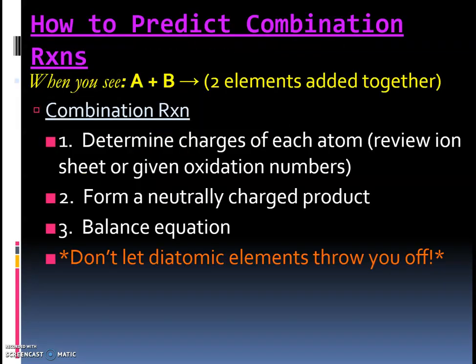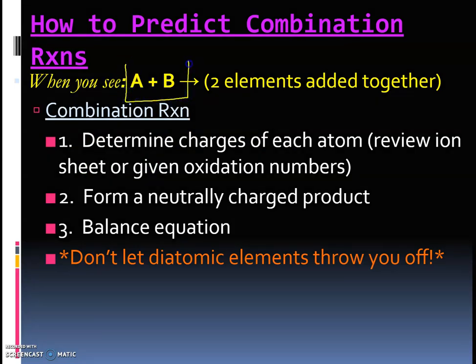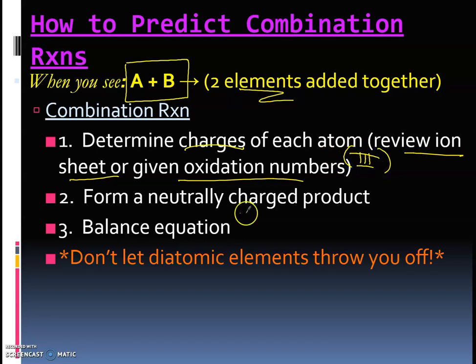So to review, when you see two elements, A plus B, being added together, determine the charges of the atoms. Either review your ion sheet, or you'll be given some oxidation number or some charge in Roman numerals to tell you what it is. Make your crisscross neutrally charged product and balance the equation.